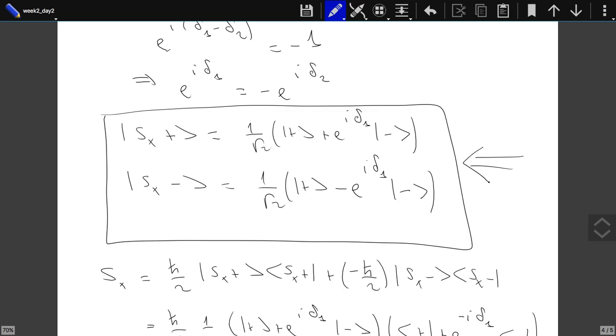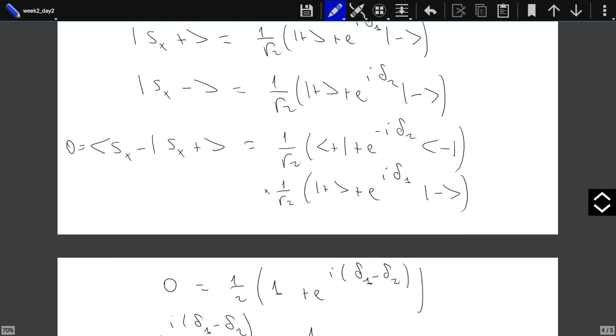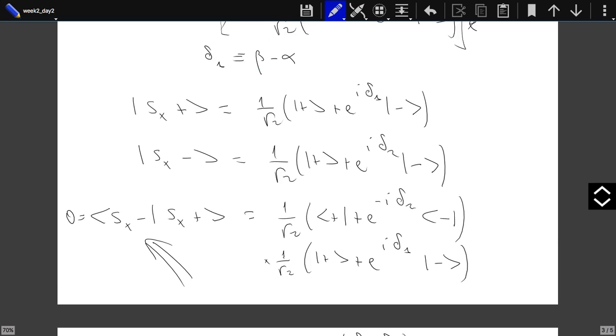So that is what this statement is all about. If we first measure the Sx component and see that it is plus, and then we measure it again right after the first measurement, the probability that it will be Sx minus should be 0. It should still be Sx plus, definitely. So that is what allowed us to relate these phases, delta 1 and delta 2, in the definition.